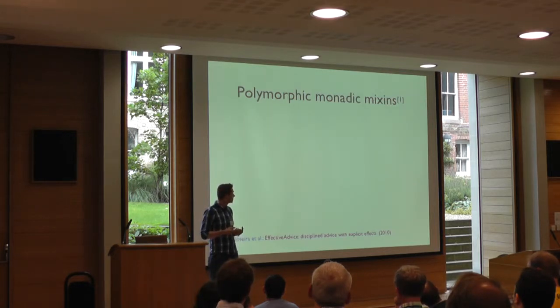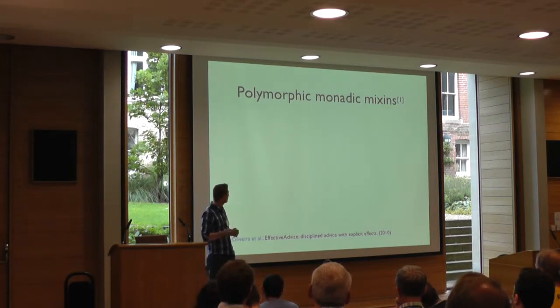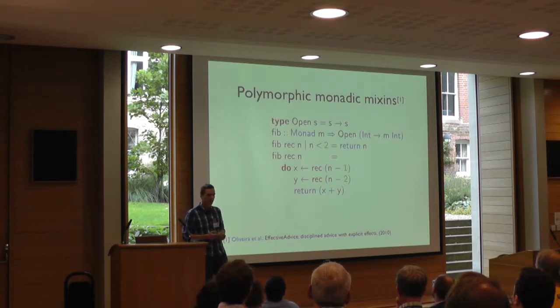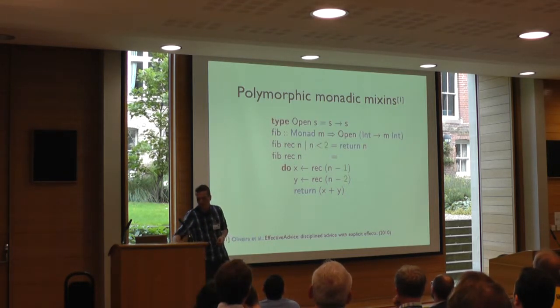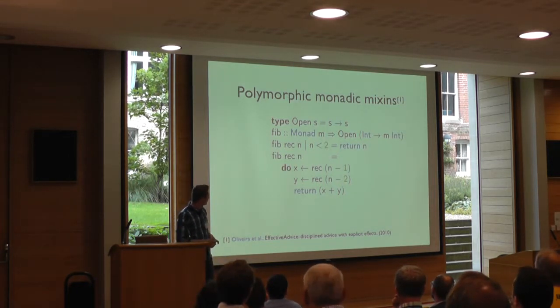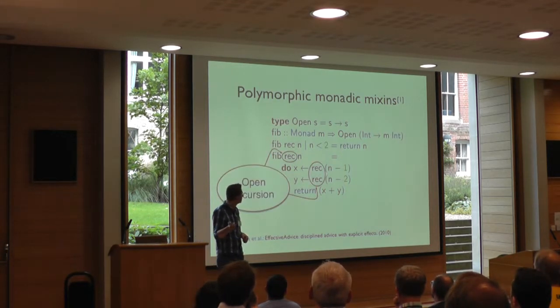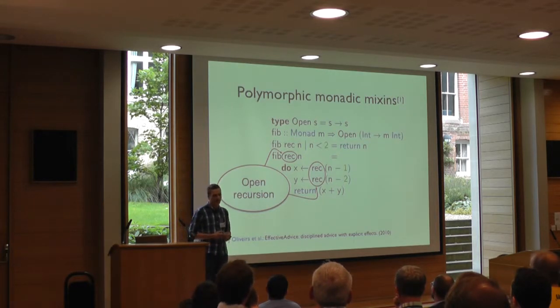Okay, so let me also outline the context in which I want to do this. I'll be talking today about doing this in the context of polymorphic monadic mixin components, which is work by Oliveira and others. So let's look at an example. This is a component for calculating the Fibonacci numbers. There are two important aspects to this. First of all, note that it is defined using open recursion. So instead of performing the recursive call directly, we call an oracle that has been given to us.